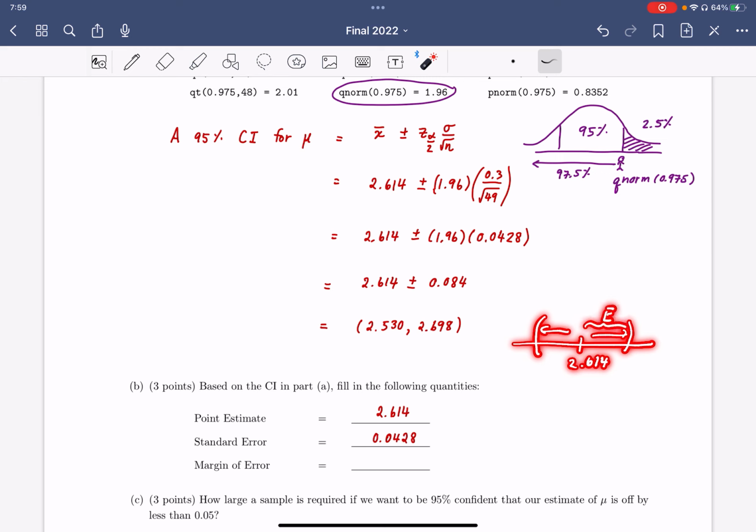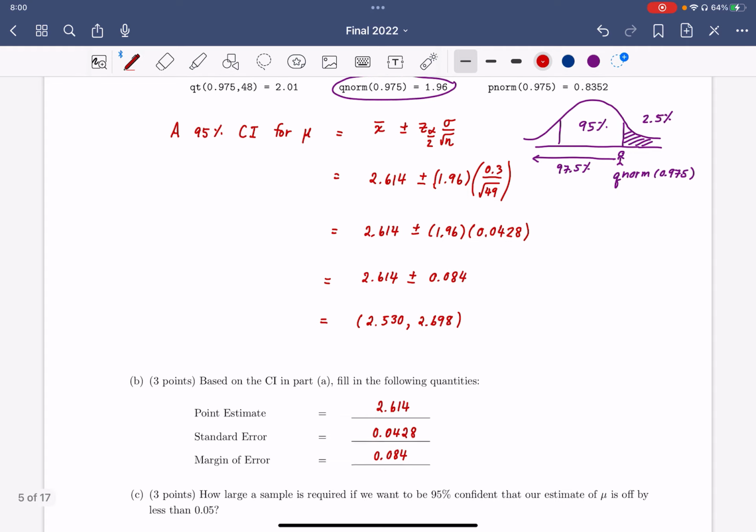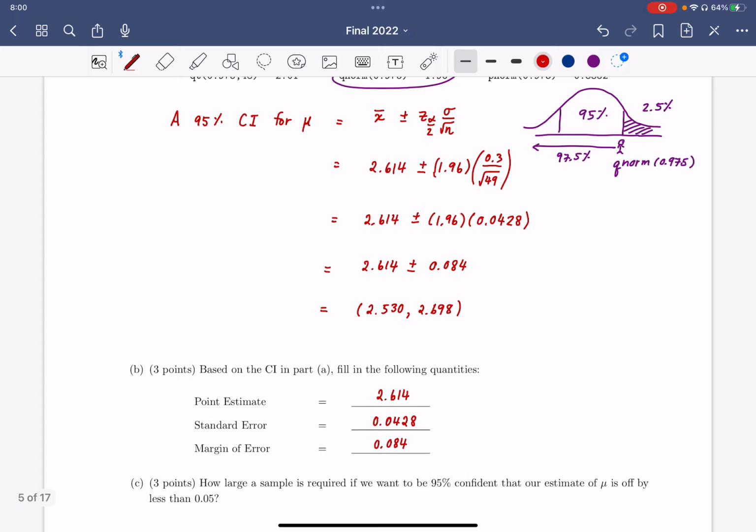The length that you extend both hands, this length we call E, the margin of error. So in this case, it's going to be 0.084. Okay. All right. So the last part for this question.